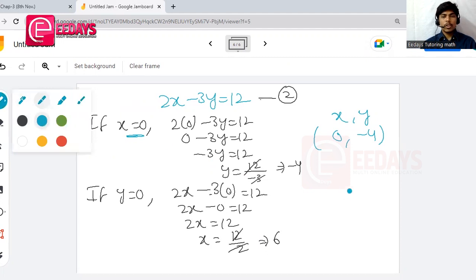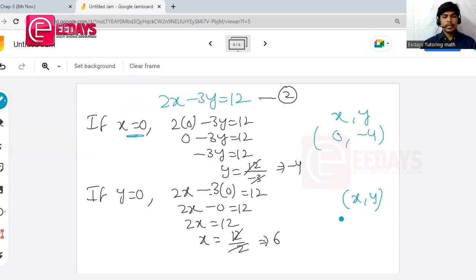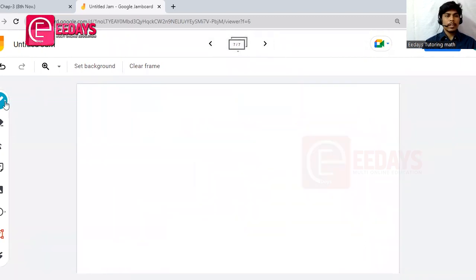Okay, now what is the new point I got? x comma y: x is 6 and y is 0, because I took y as 0. Okay, we got 2 points here. Now the next step is to represent that in a graphical way, in a graphical representation. Let's do it here. Okay, I think everyone knows how to draw the graph.